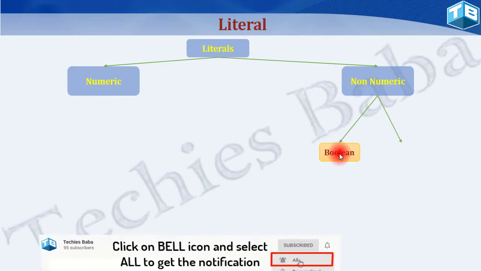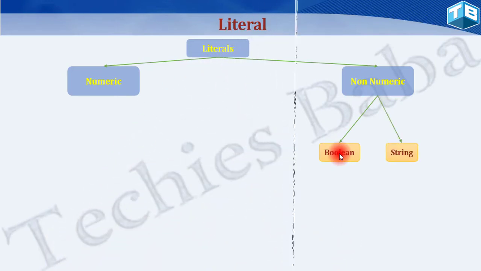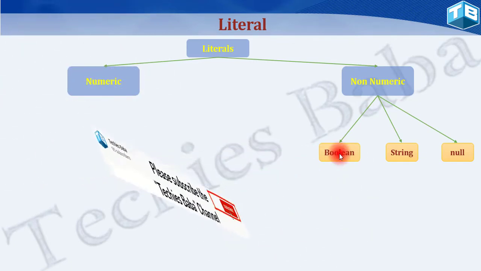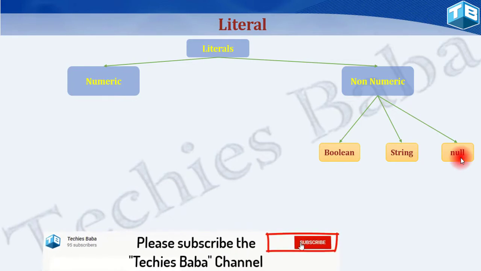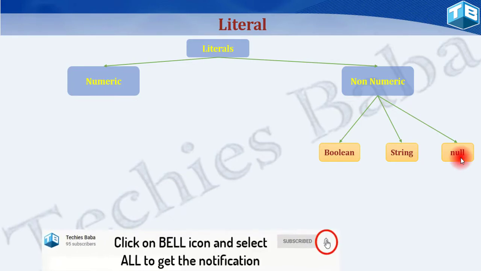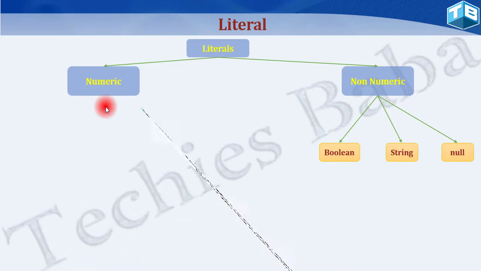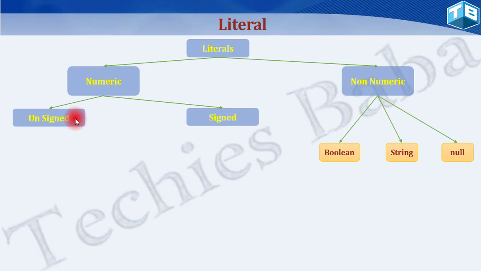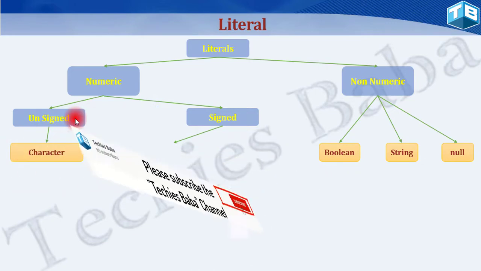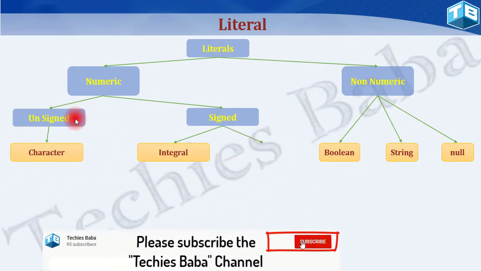In the non-numeric, we have Boolean type, which is not a digit. We have a string type, which is not a digit, it is like an alphanumeric value. And then we have null. Null is a literal. It is a keyword in Java. If you remember the keyword topic, null is a keyword in Java and its use is as a literal. Now in the numeric category, we have unsigned and then we have signed.